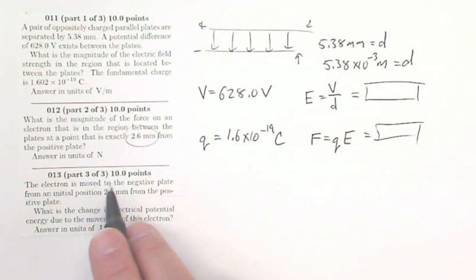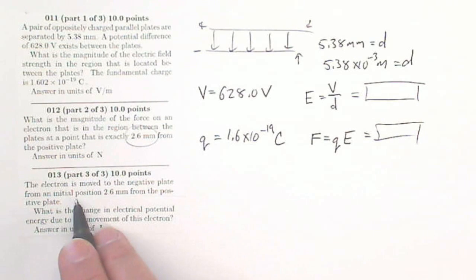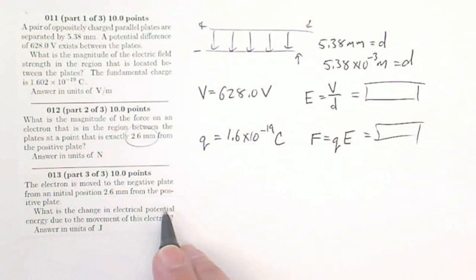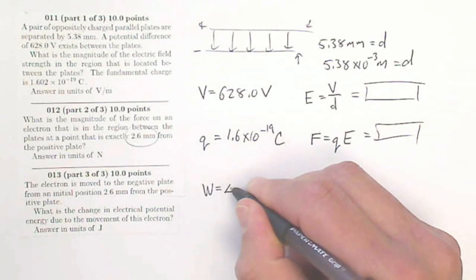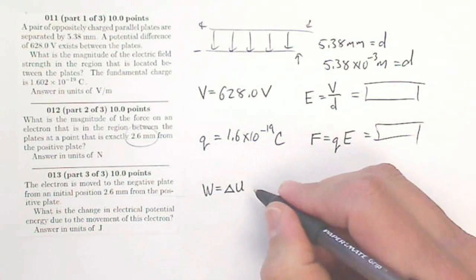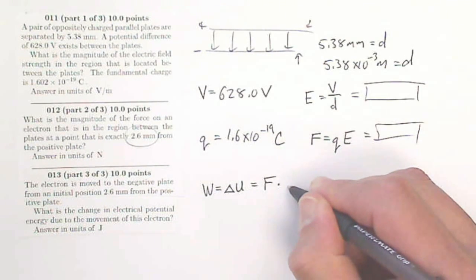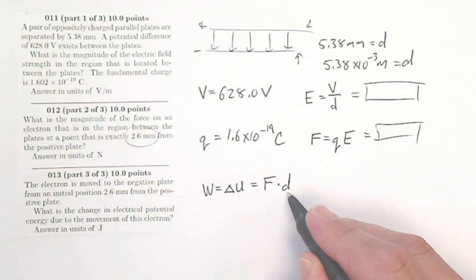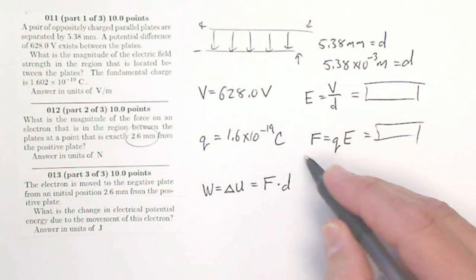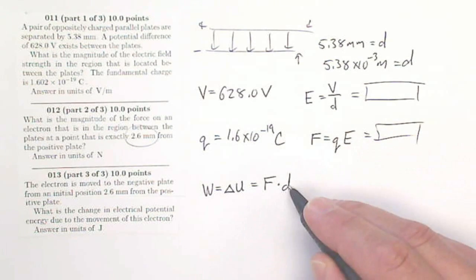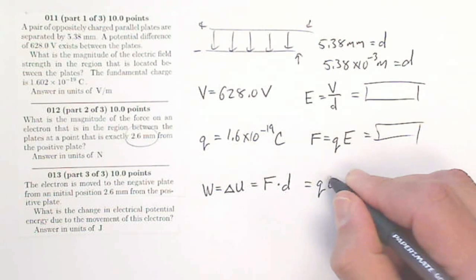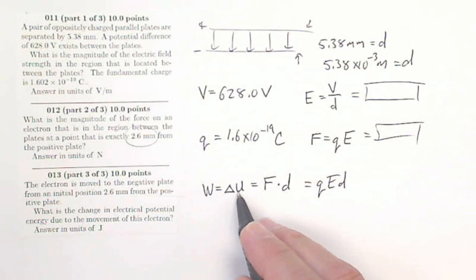Now the electron is moved to the negative plate from an initial position 2.6 millimeters from the positive plate. What is the change in the electric potential energy due to the movement of this electron? What we know here is that the work done is going to be the change in the electric potential energy is going to be the amount of force times the distance the electron travels. So also in electric field language, this is going to be QED, because force times distance, that's QE, that's D. So we could write it as QED to get my change in electric potential energy.